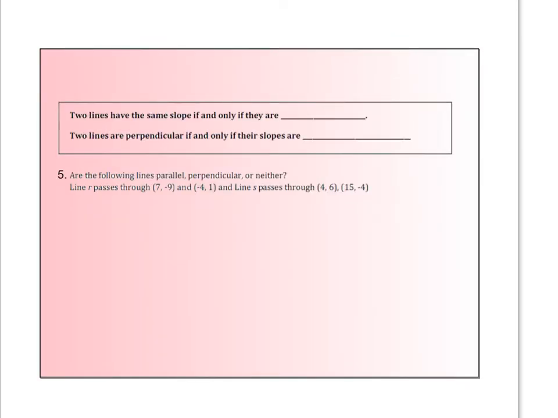So two lines have the same slope if and only if they are parallel. Parallel lines have the same slope. And two lines are perpendicular if and only if their slopes are opposite inverses, or opposite reciprocals.